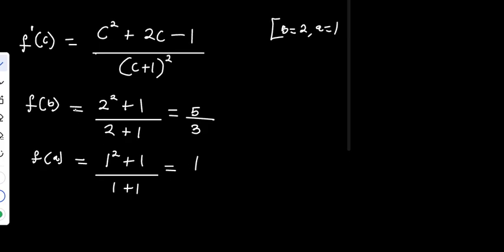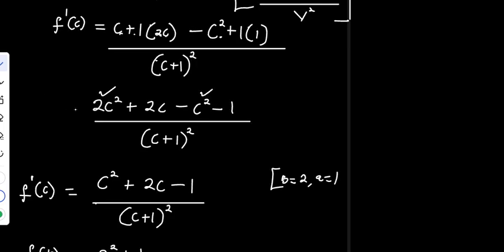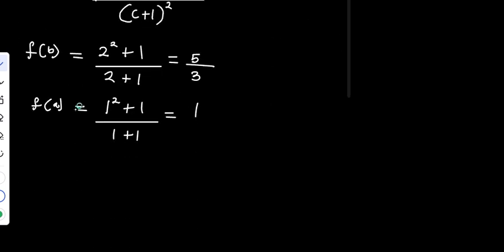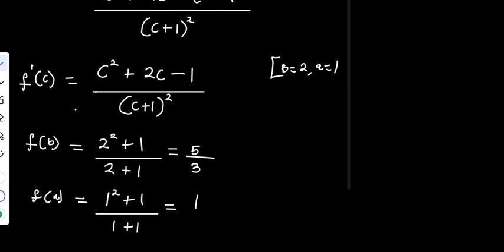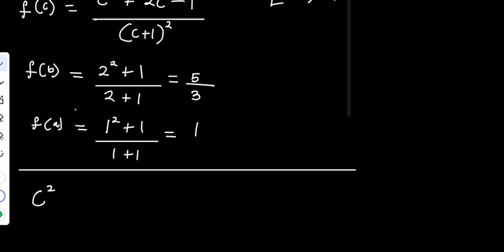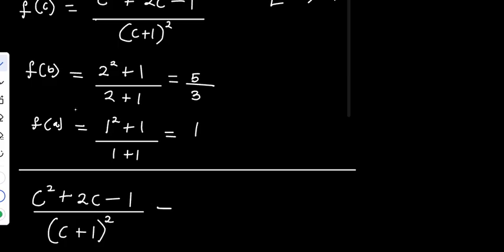Now, let's implement using our mean value theorem general formula. F prime of c is equal to f of b minus f of a all over b minus a. So implementing using the mean value theorem formula, what is f prime of c? F prime of c is equal to c squared plus 2c minus 1 divided by c plus 1, all squared.